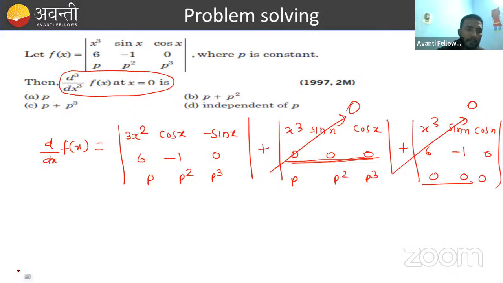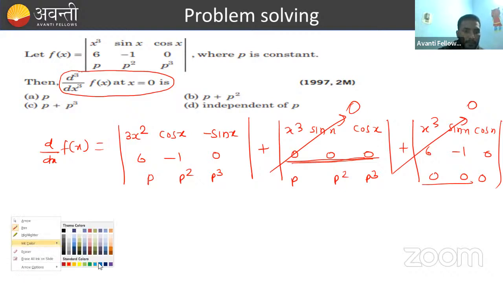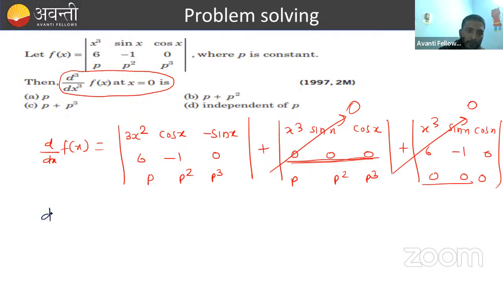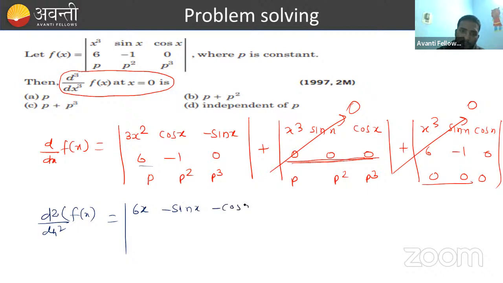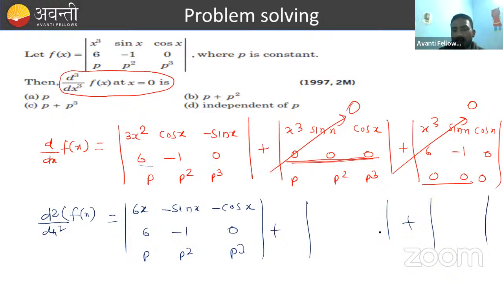Okay. Similarly, what is happening in the double derivative? d²/dx² of f(x). Again, you can see there are two terms. So if we do this, 6x will become minus sin x, and it will become minus cos x. And again, it will be 6, minus 1, 0, p², pq. Another two terms will come, but they will become 0, right? Because this is 0 and this is 0.